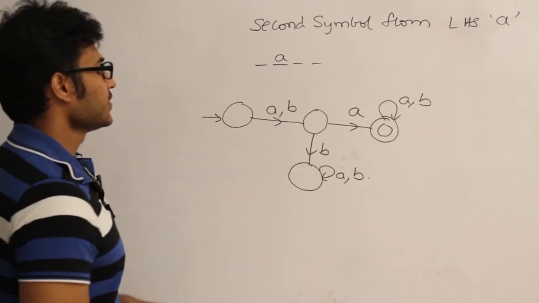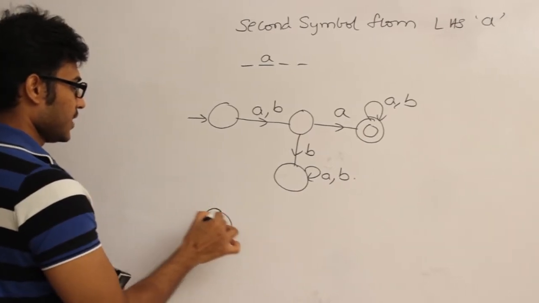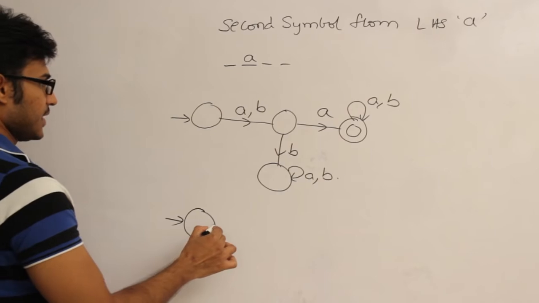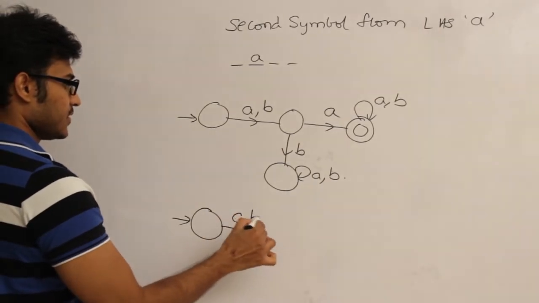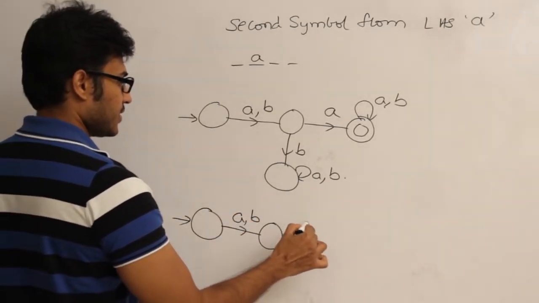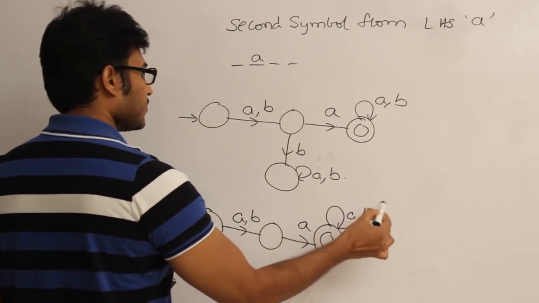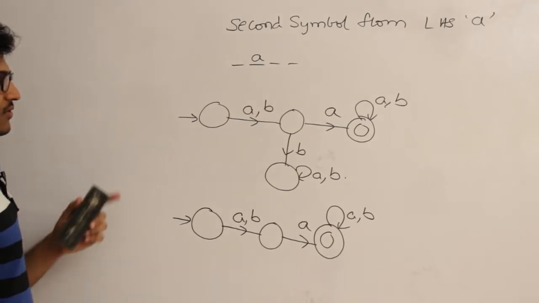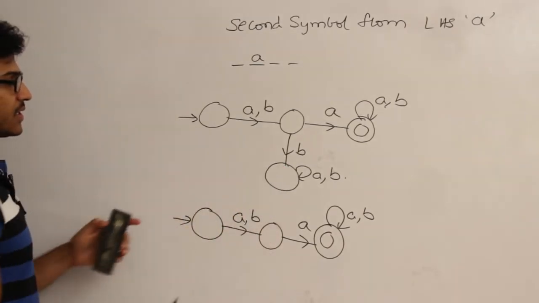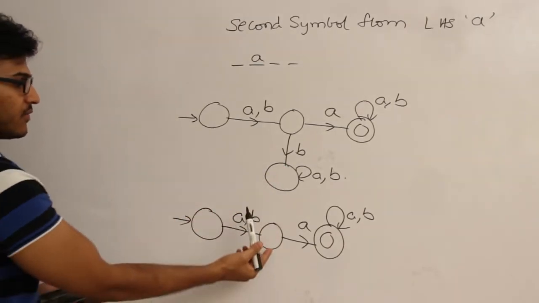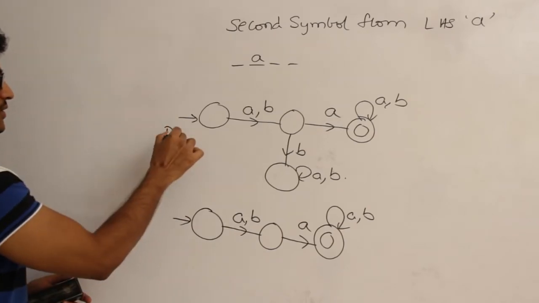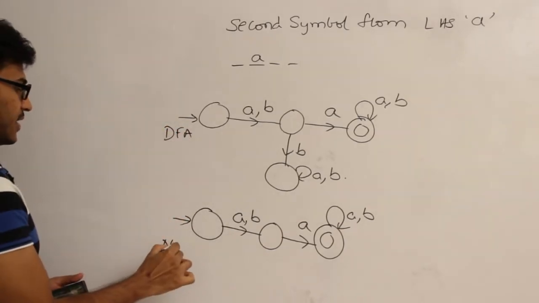So even though this is the DFA, how could the NFA look like? NFA will look something like this. First symbol can be anything, second symbol has to be A, and then I am going to accept it. So this is the DFA and this is the NFA. Only difference is that whatever is there in the DFA, the dead state, that we are not going to have in NFA. This is the DFA and this is the NFA.